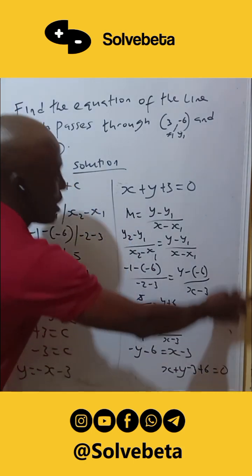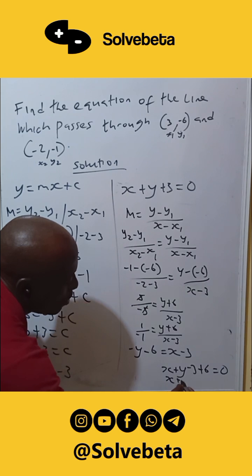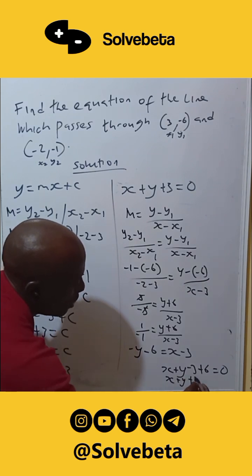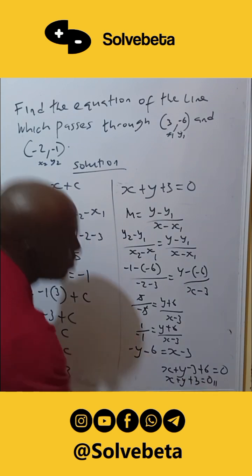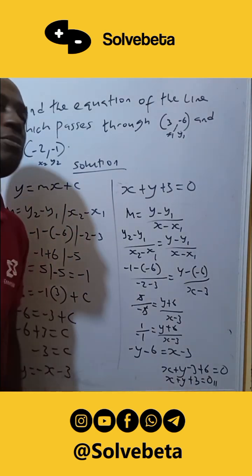So you see that this will bring us back to the same answer we had. So you have x plus y plus 3 is equal to 0. You can either do it this way or this way. You still get the same answer.